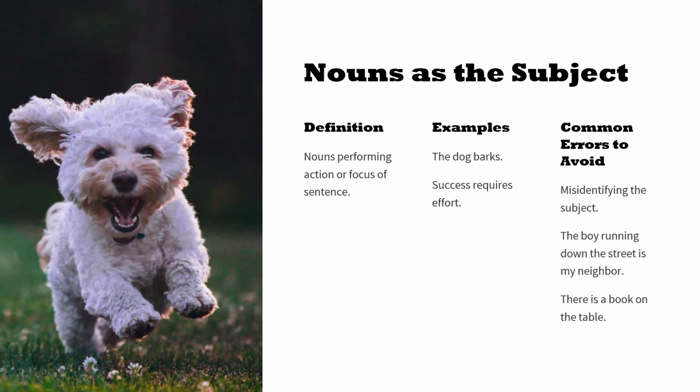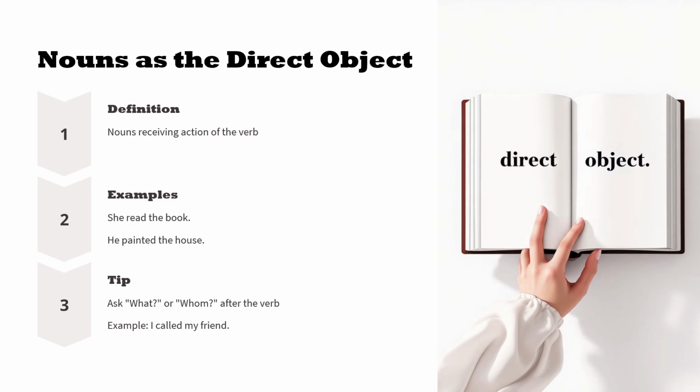So now that we've established how nouns function as a subject of a sentence, let's move on to the next role, which is direct objects. Okay, so now that we've covered nouns as a subject, let's examine their second key function, which is nouns as the direct object. Now, this role is just as important as it helps complete the meaning of many sentences by answering the questions what or whom after the verb.